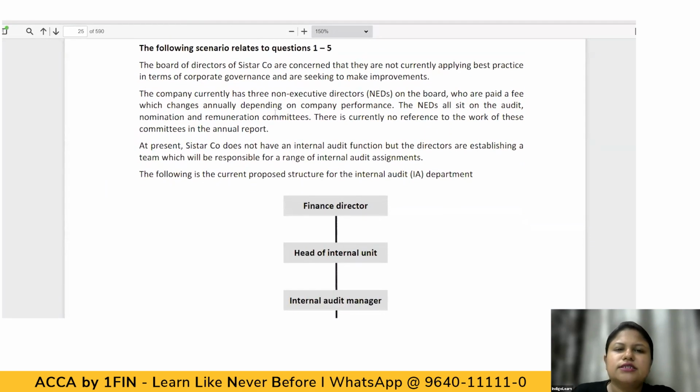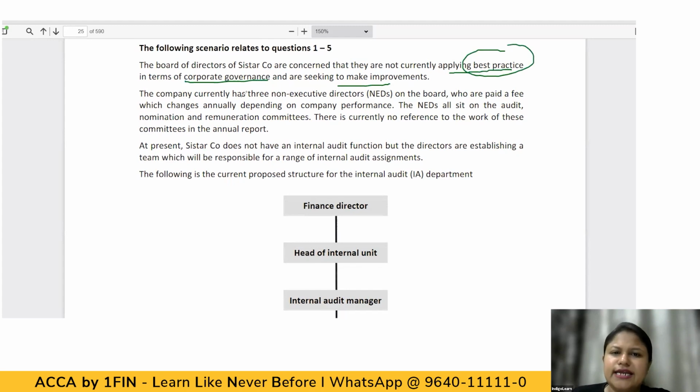Okay. The board of directors of a sister company are concerned that they are not currently applying best practices in terms of corporate governance and are seeking to make improvements. So basically they believe that they don't have best practices, and now they want to make improvements. What best practices in the case of corporate governance? Maybe they're lacking an internal audit department, or the audit committee is not that well composed, or they don't have an audit committee. There could be some problem.